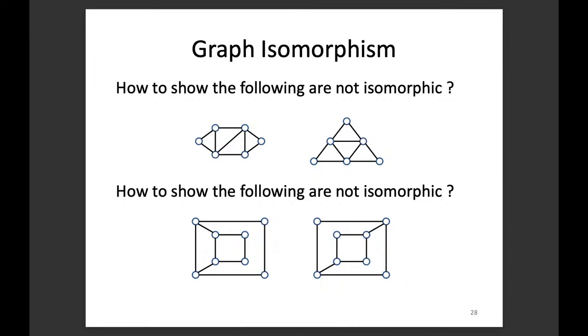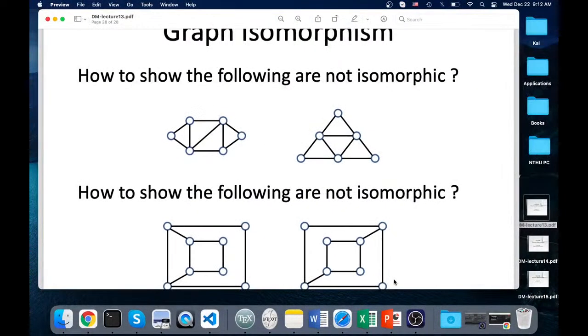So when we want to show that two graphs are of the same structure, it is easy. We can just give a particular bijection and show that this bijection is correct. But when we want to show that two graphs are not isomorphic, we want to find something related to their structure so that we can differentiate one graph from the other. Okay, so this is the end of lecture 13.